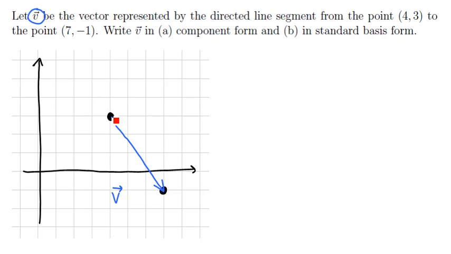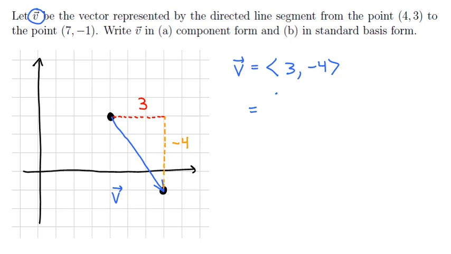Notice that to get from the first point to the second point, the vector v had to move 3 units in the horizontal direction and 4 units in the negative vertical direction. That means that the vector v can be written as a change of 3 in the x and a change of -4 in the y. There's the vector v in component form.